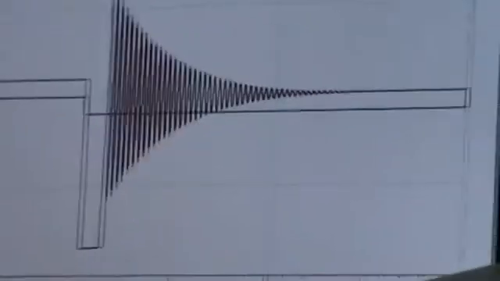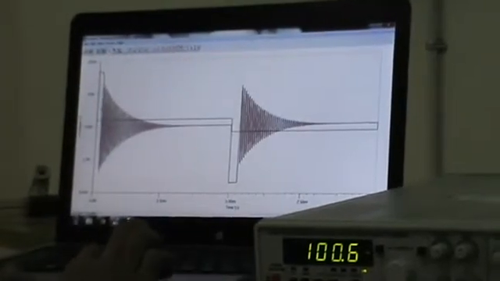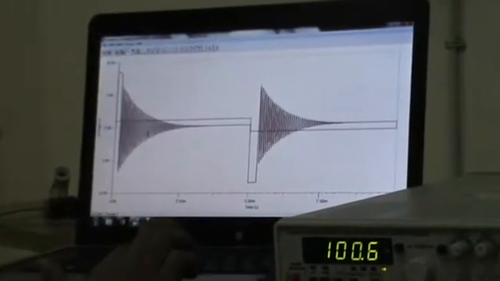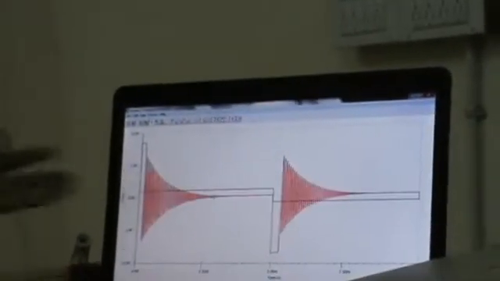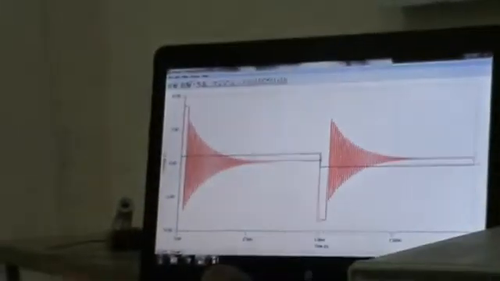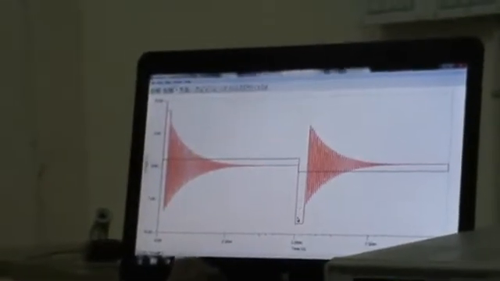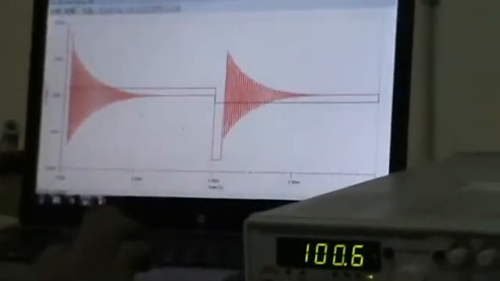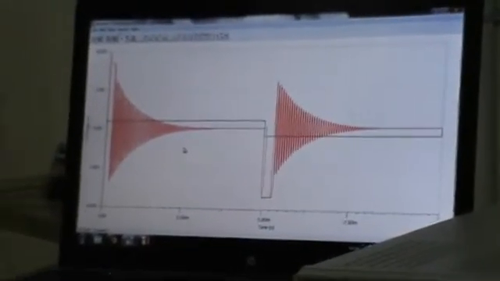As you can see, initially the output goes to saturation, and then slowly it starts ringing, and it gets damped oscillations. We can call it a damped oscillation, as you can see. And then it goes to 0. And then as the negative pulse of the square wave starts, it again goes to negative saturation voltage, and then it again damps, and then it becomes 0. So this ringing output can be explained as follows.